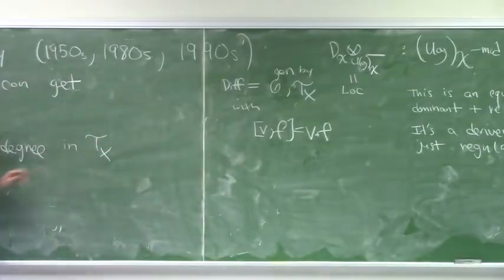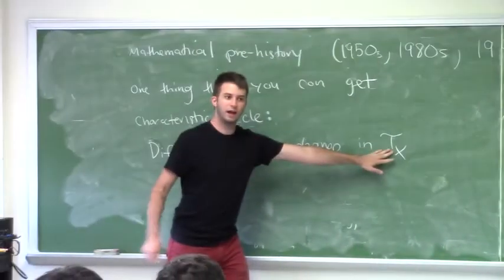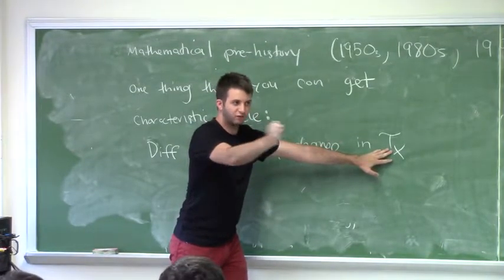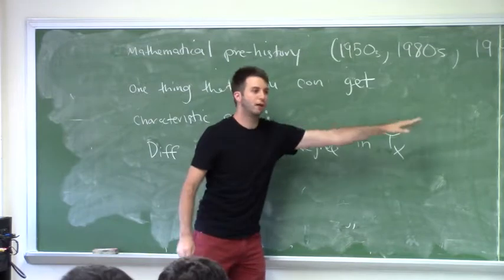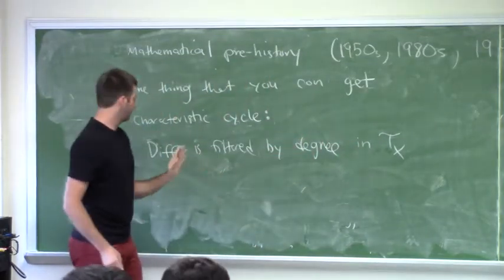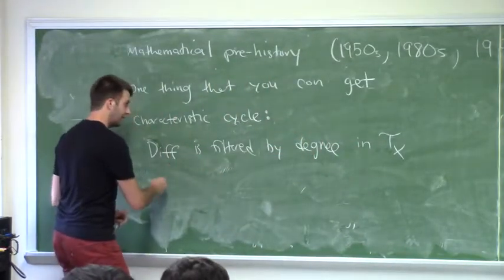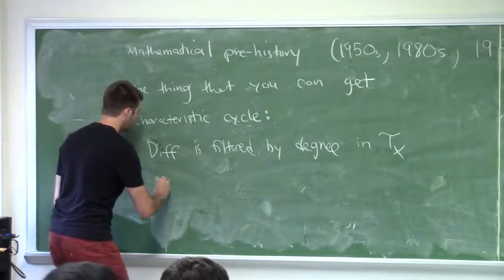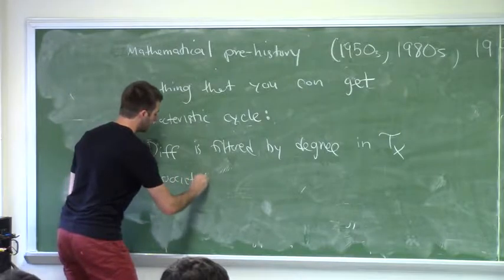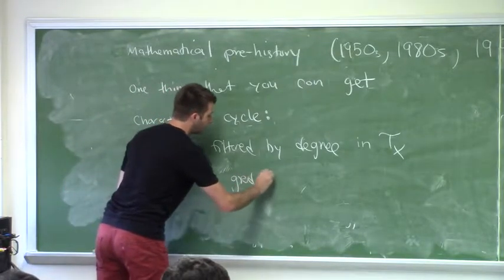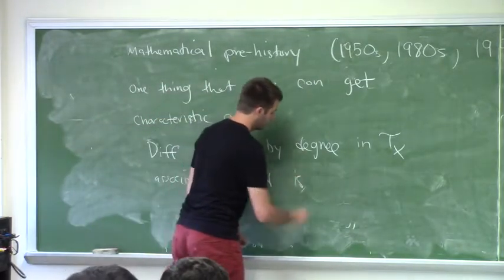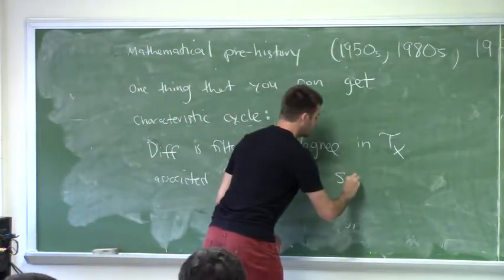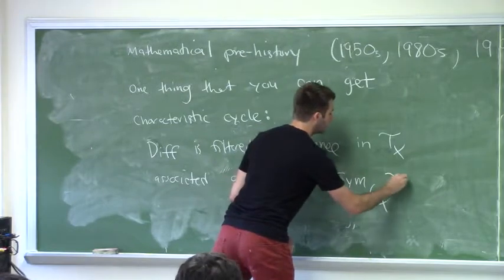So you can't put a grading on this by trying to count how many vector fields you need to write down in the element, but you do get a filtration. And so let me first try and compute the associated graded. The associated graded of this thing, I claim, is going to be the symmetric algebra of the vector fields.